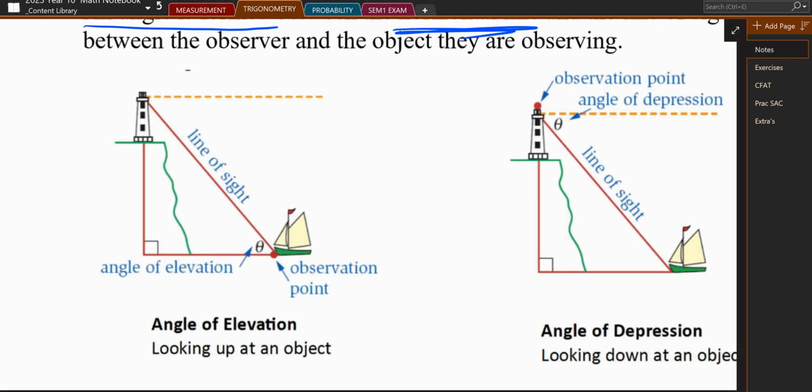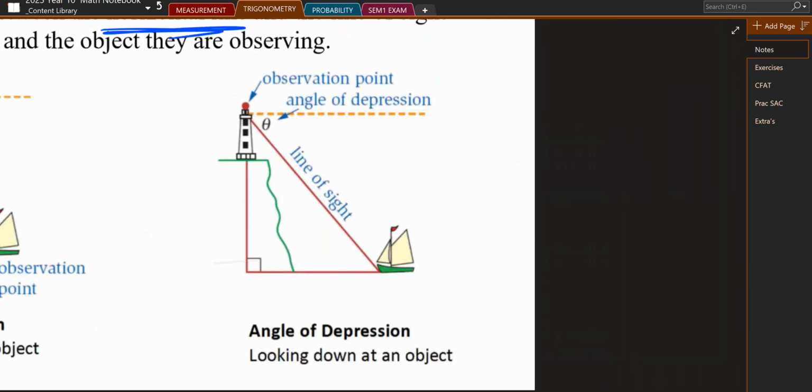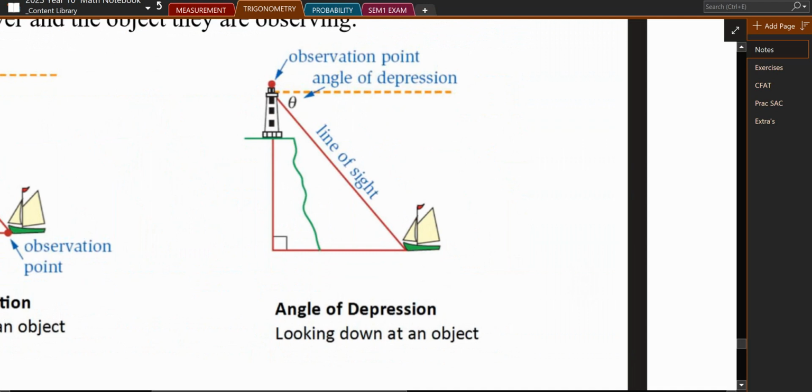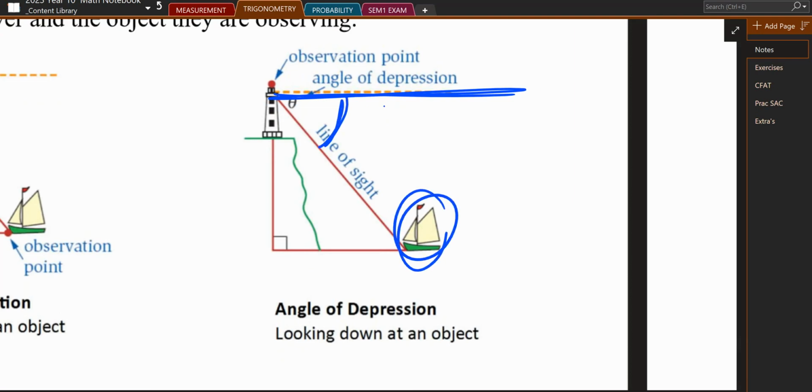However, if you look the other way, if you were the lighthouse and you're looking down at an object, here is your horizontal line. You're up there with a horizontal, and you're looking down at an object down here, so it creates an angle of depression, which is in there. This is the angle of depression.